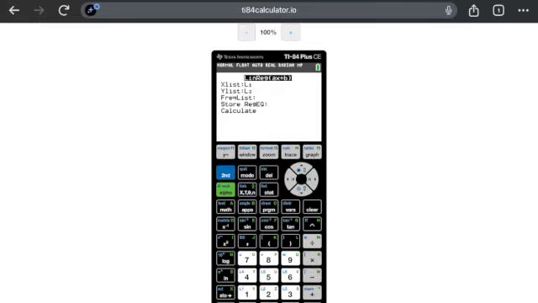Hit enter, and we want to make sure that our x list in our table is pulling from list 1. So that's just saying your x values are pulling from list 1. Yes, that's what we want. We want our y values, our y list, to pull from list 2. And then you can just hit enter, enter, enter, calculate, yes. And then you get this screen.